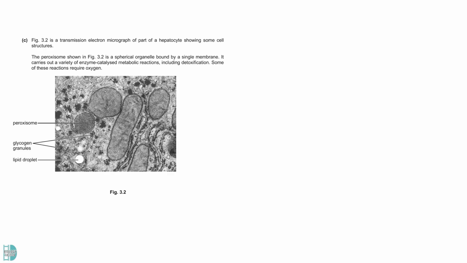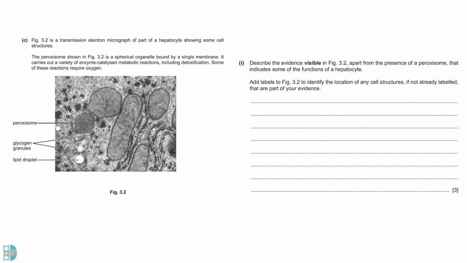Figure 3.2 is an electromicrograph of a part of a hepatocyte. We have some information about the peroxisome. C1 wants you to describe the evidence visible in Figure 3.2 that indicates some of the functions of a hepatocyte. You also have to add labels to identify the location of any cell structures that are part of your evidence.